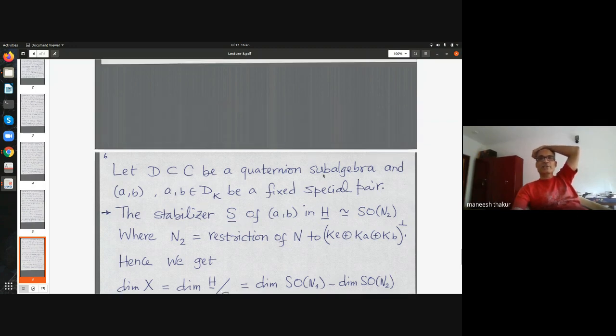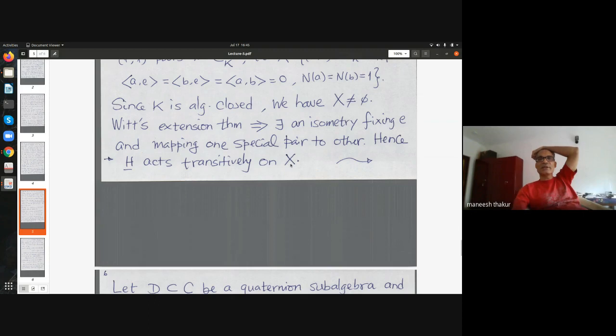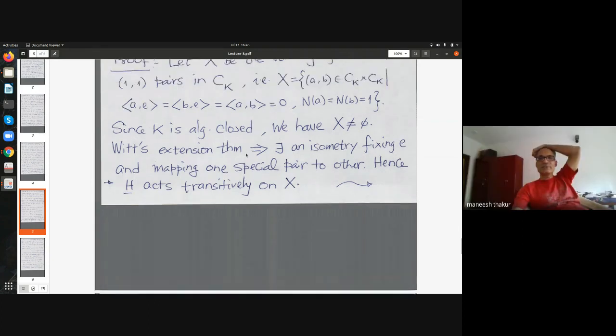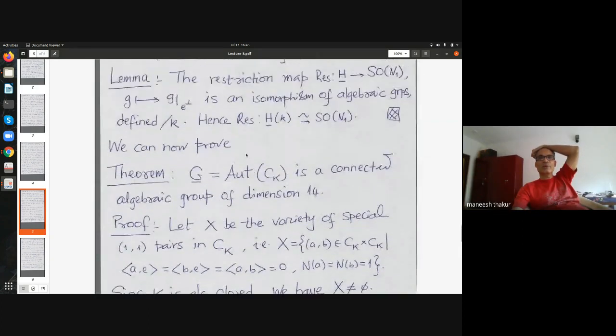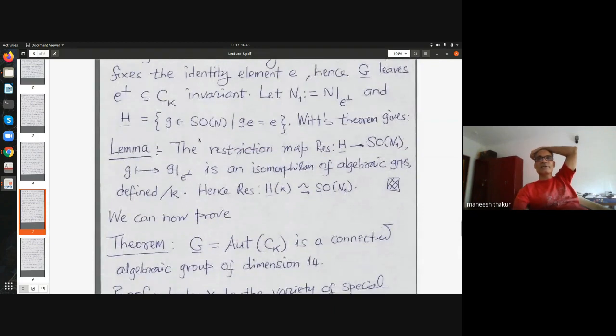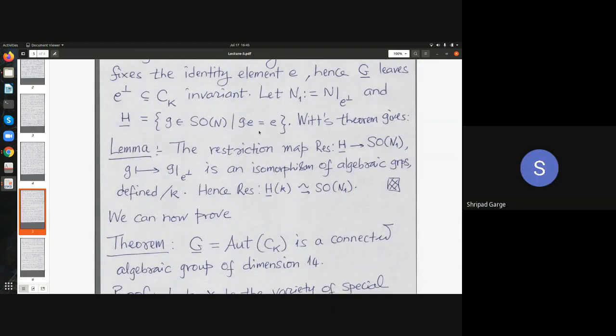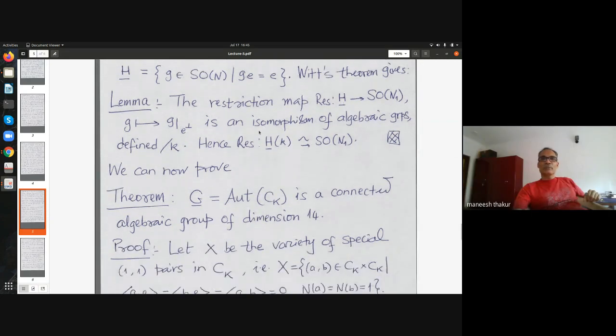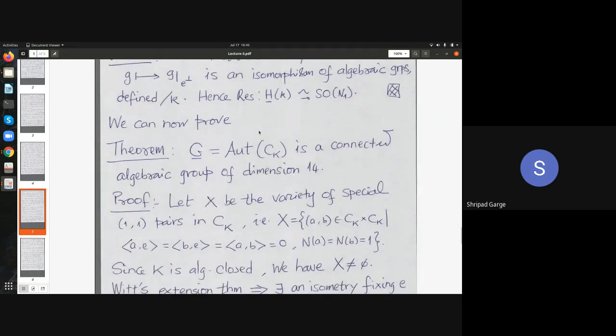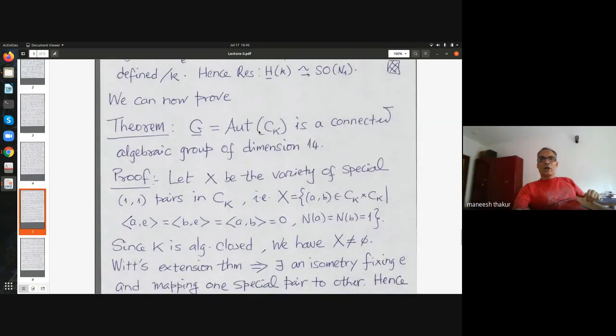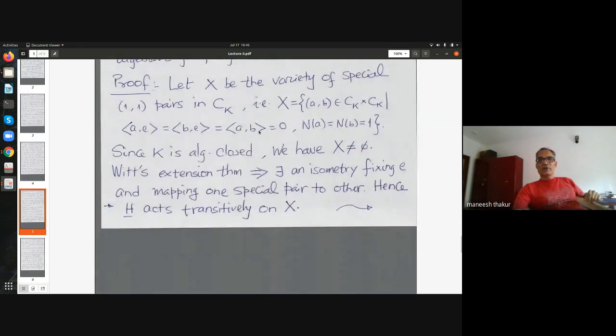So H bar acts transitively on X. Remember, H bar is just this group, those elements which fix the identity element. We are taking it from SO already. Okay, thank you. Anirban, have I answered your question or are you confused?